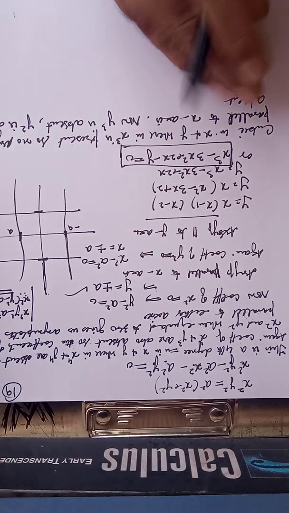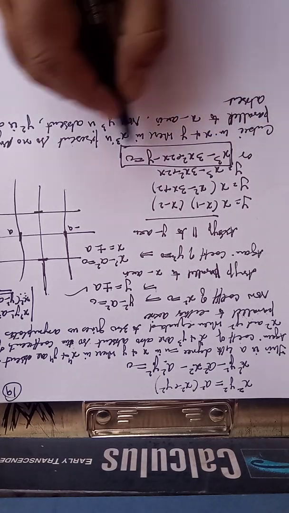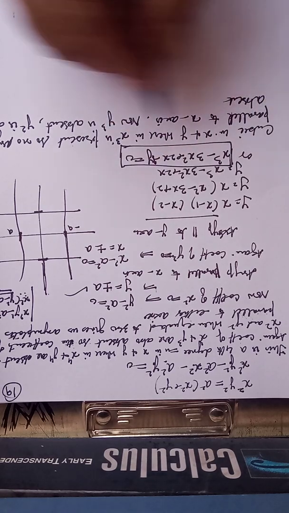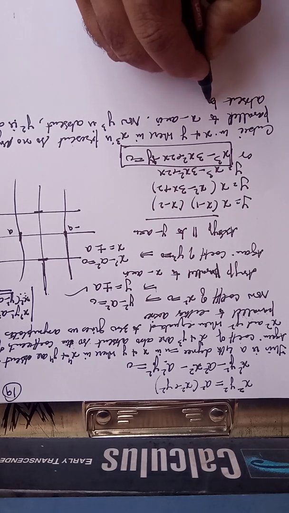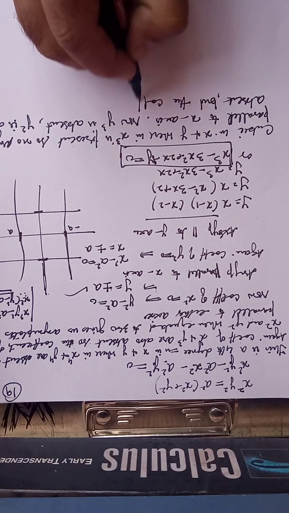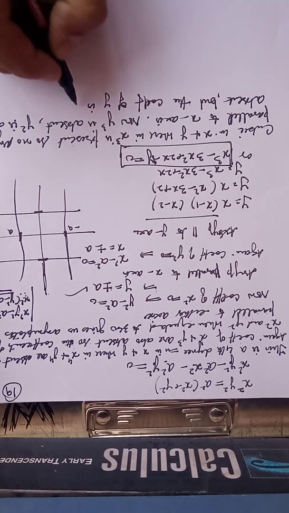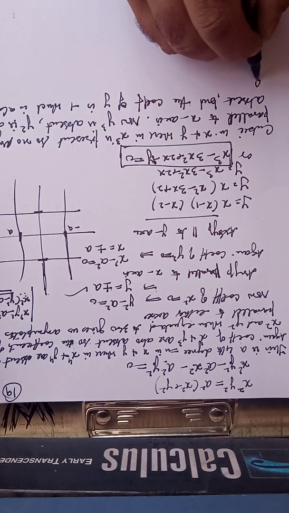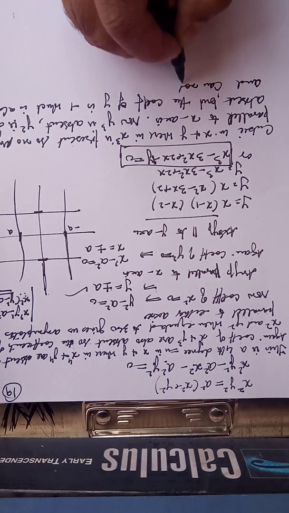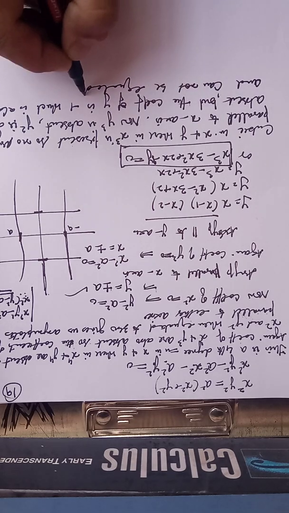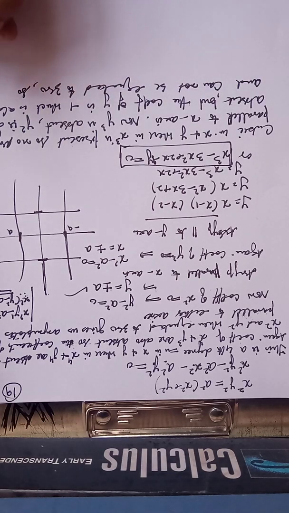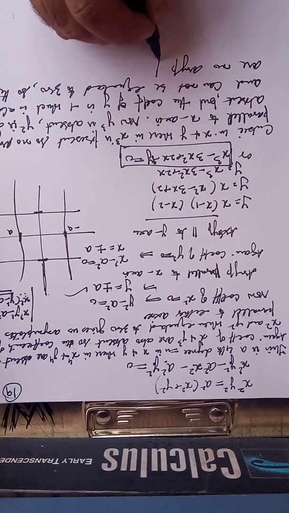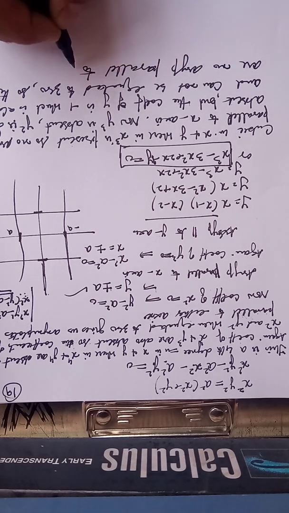So what do I have to do? I have to go to the coefficient of y. What is the coefficient of y? It is minus 1. So y cube is absent, y square is absent, but the coefficient of y is minus 1, which is a constant and cannot be equated to 0. So there are no asymptotes parallel to either axis.